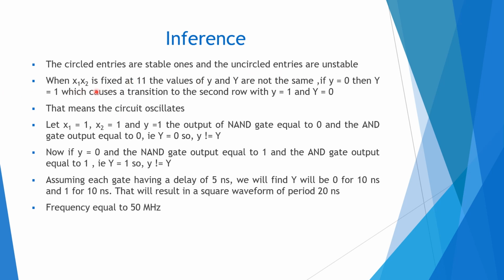Suppose when x1 x2 is fixed at 1 1, the values of y and capital Y are not the same. You can see according to the transition table, if y is equal to 0 and capital Y is equal to 1, which causes a transition to the second row with small y equal to 1 and capital Y equal to 0. That means the circuit oscillates. Again, x1 equal to 1, x2 equal to 1 and small y equal to 1: the output of the NAND gate equals 0 and the AND gate output equals 0. That is capital Y is equal to 0, and so small y is not equal to capital Y.